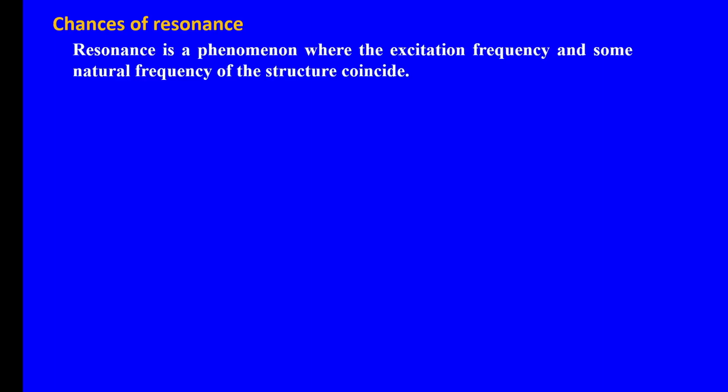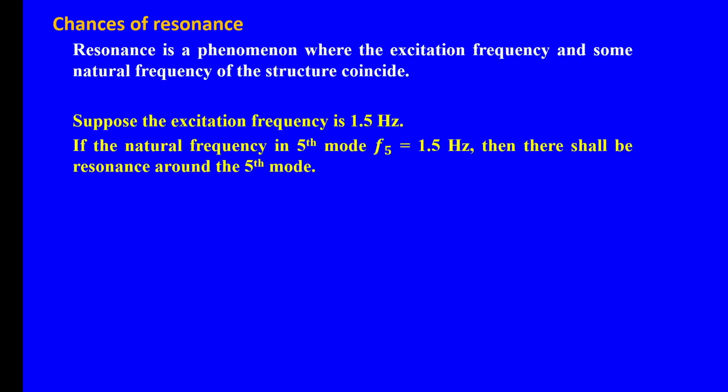Now, there can be chances of resonance in a building. Resonance means the excitation frequency and the natural frequency of the structure are almost coinciding. So what is the consequence? The consequence is that the response will be very high at the resonance condition. Response may be displacement, deformation, force, shear force, bending moment, whatever response quantities, they will be magnified at the resonance condition. The excitation frequency is, say, 1.5 Hz. Now we have so many natural frequencies associated with this structure depending on the degrees of freedom. Suppose the fifth mode also has a frequency of 1.5 Hz. Since the two frequencies, the excitation frequency and the natural frequency of the fifth mode, are coinciding, there should be resonance around the fifth mode.